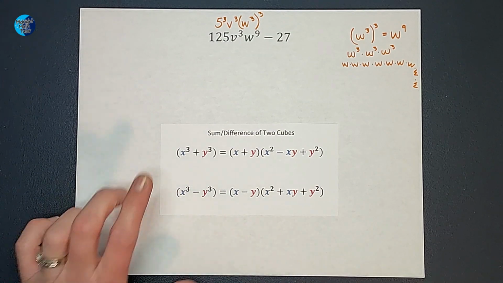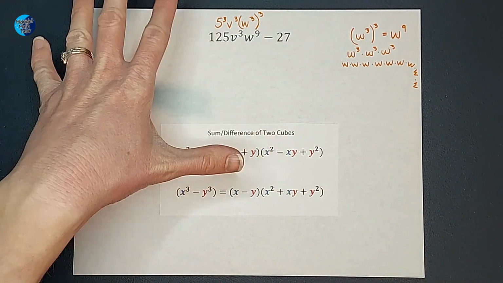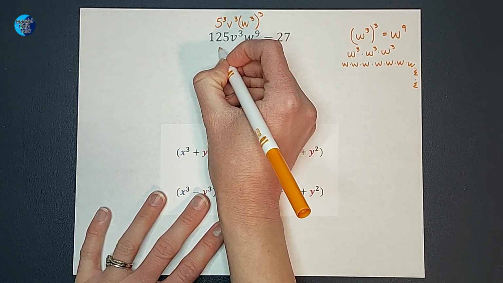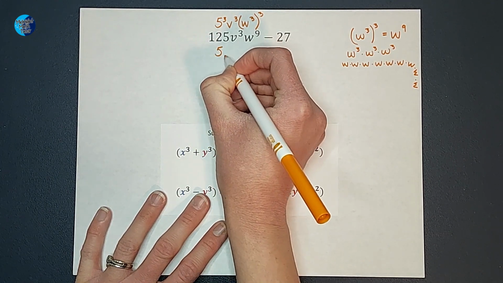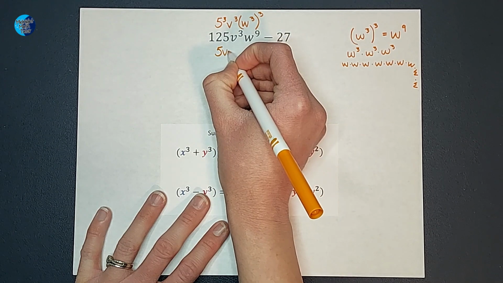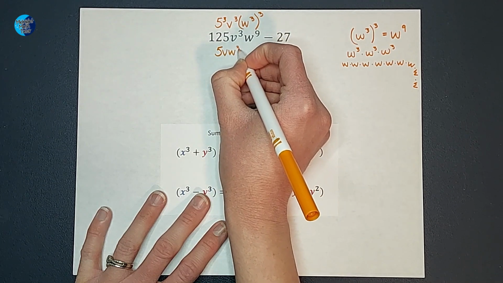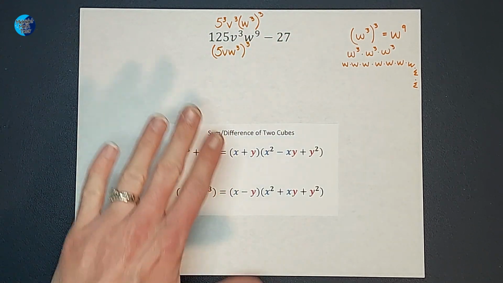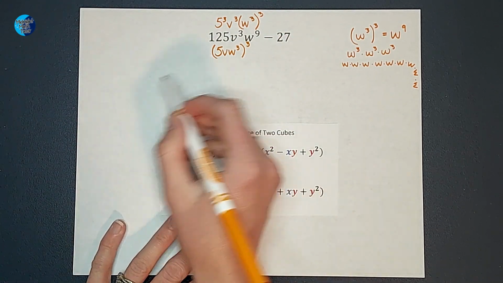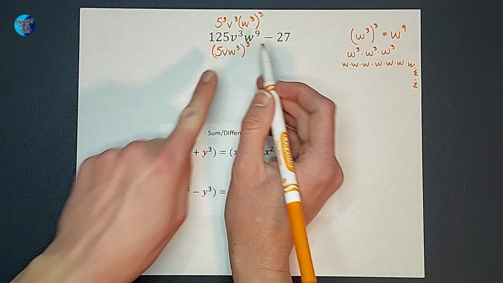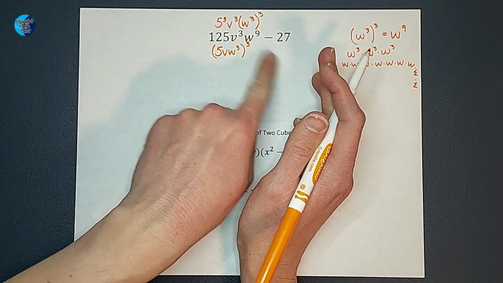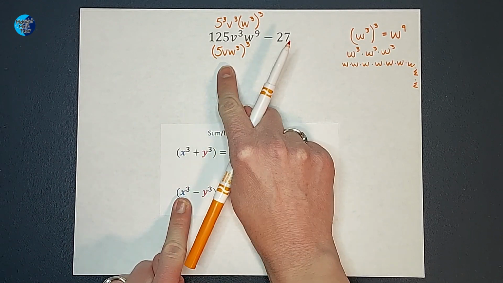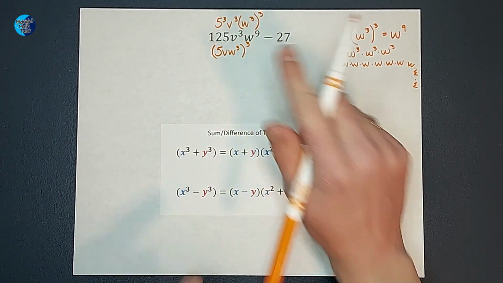All right. Now, that looks a little scary. There's a lot of cubes happening, right? So I can actually rewrite this as 5V W to the 3rd, all cubed. You see what I did there? Because if I were to multiply this by itself 3 times, I would get this. Okay, so see how I have a term cubed.